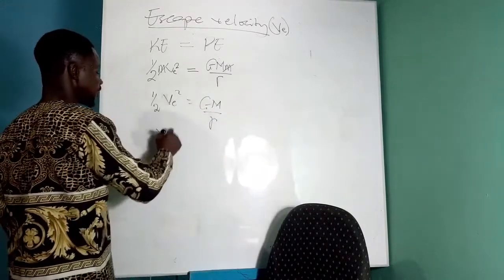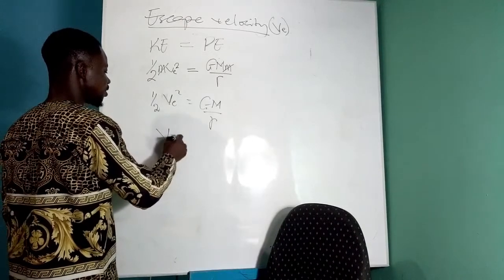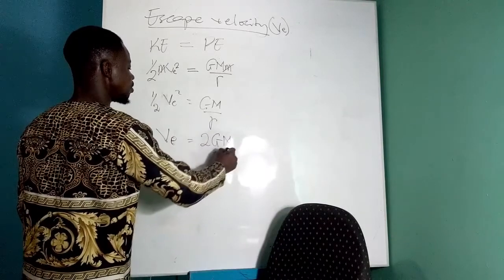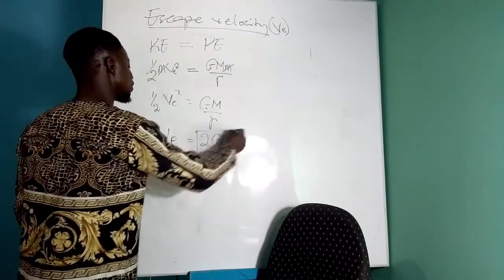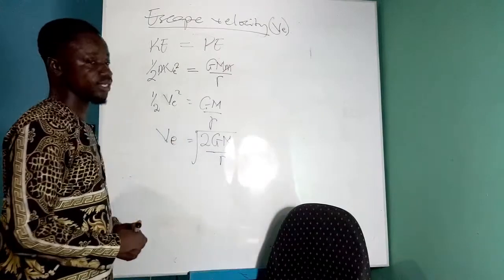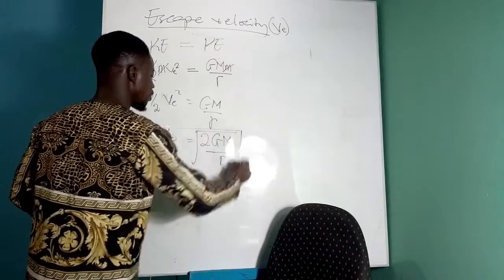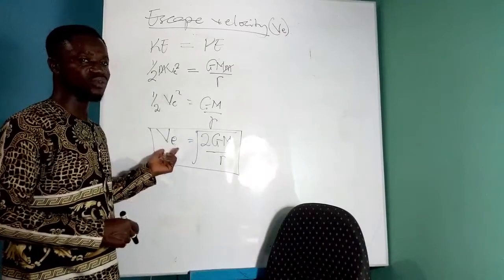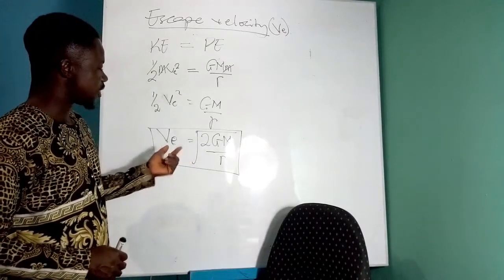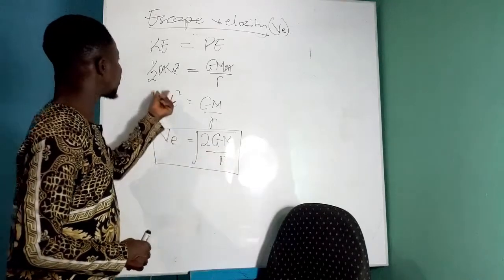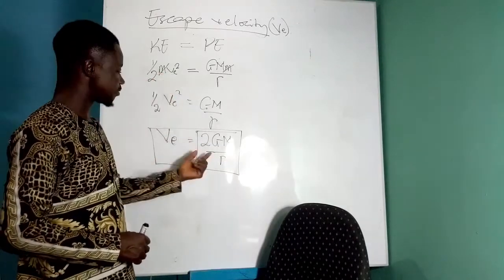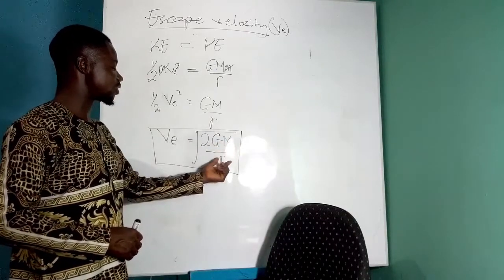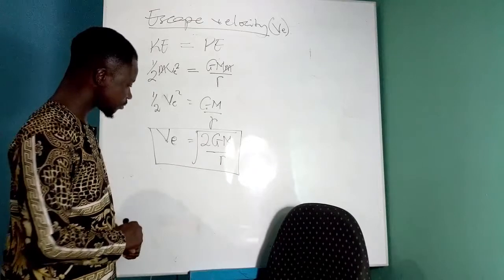So we make VE the subject. The escape velocity VE is given by the square root of 2GM over R. This is the formula for finding the escape velocity. What it means is that the escape velocity of a satellite is independent of the mass of the satellite. It only depends on the mass of the Earth, the universal gravitational constant and the distance R.